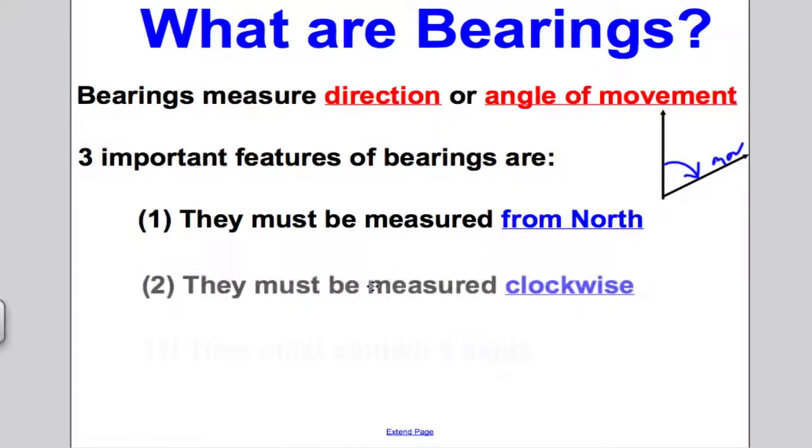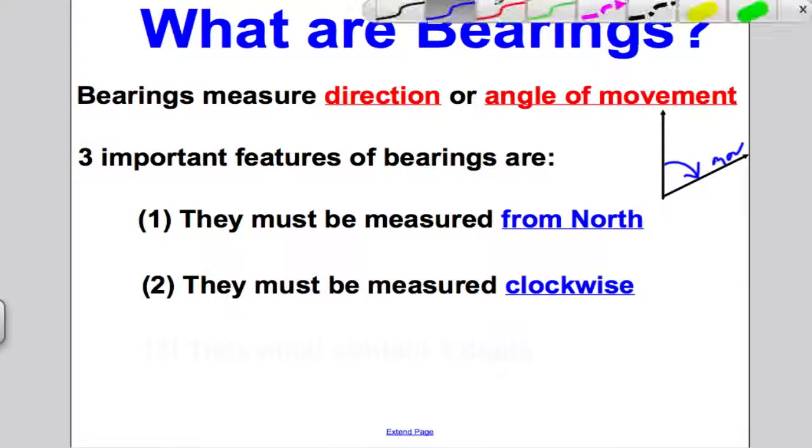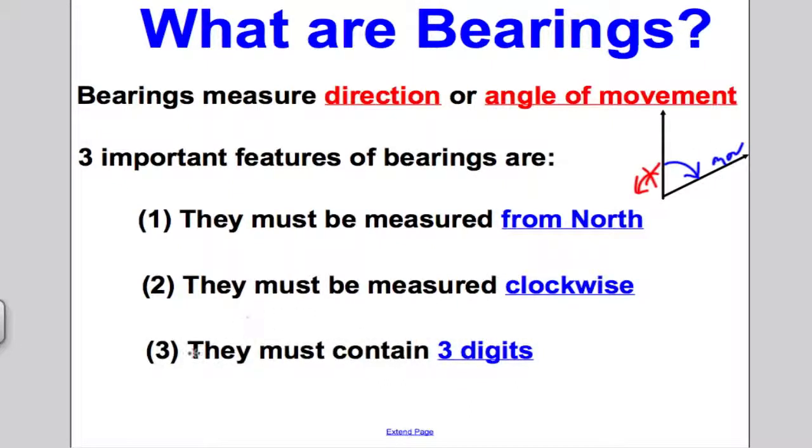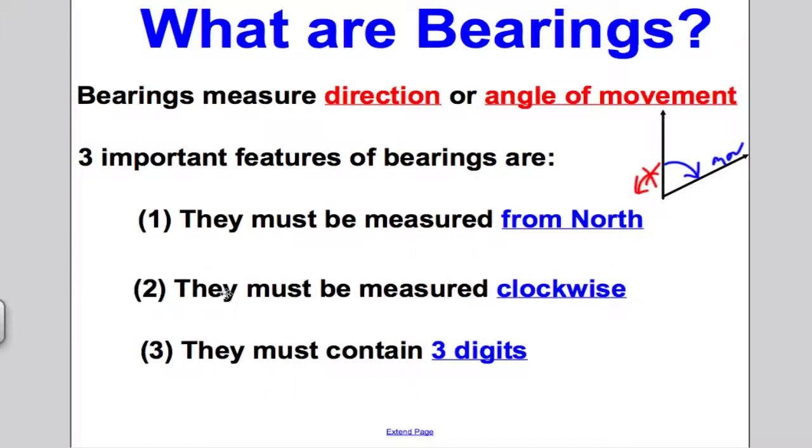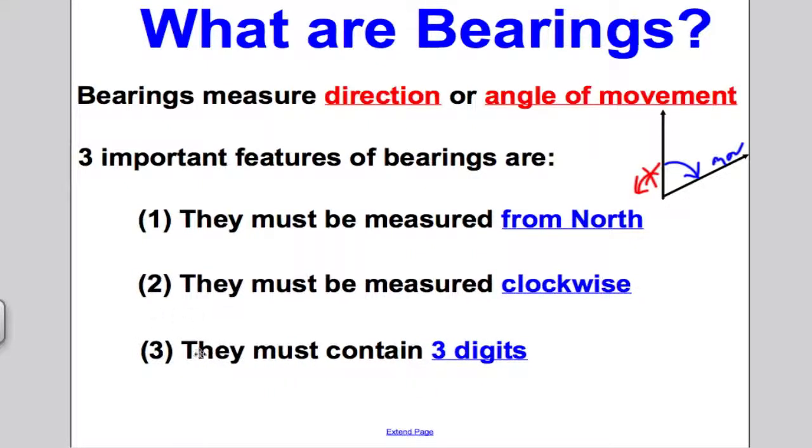The second thing is that they must be measured in a clockwise direction. You never measure anti-clockwise, no. You always measure clockwise from north. The third thing is that they must contain 3 digits, okay? You must write your angles with 3 digits. Now, if your bearing is 320 degrees, well, you're done. But if your angle is something like 40, then you should write it as 040, for example. Okay? And that's the basics of bearings.